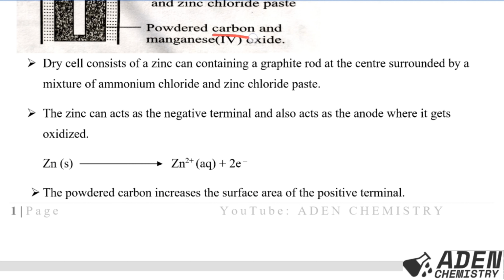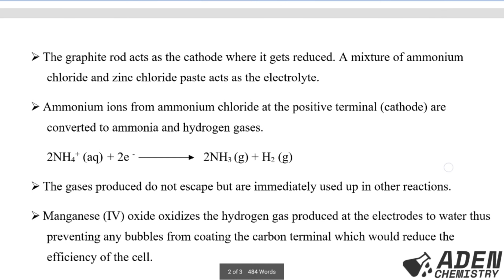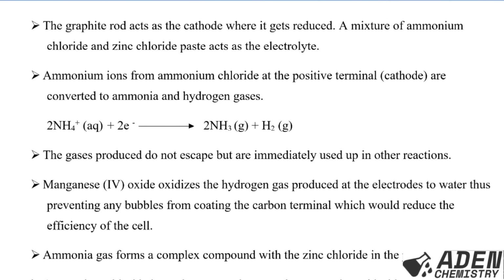So what is the role of the bonded carbon? The bonded carbon increases the surface area of the positive terminal. Which positive terminal? The graphite rod. Let us go next. The graphite rod acts as the cathode where it gets reduced. What does that mean? Where the reduction reaction occurs. So what is the cathode? We said the cathode is the electrode where reduction occurs. And a mixture of ammonium chloride and zinc chloride paste acts as the electrolyte. So our electrolyte there is the paste.